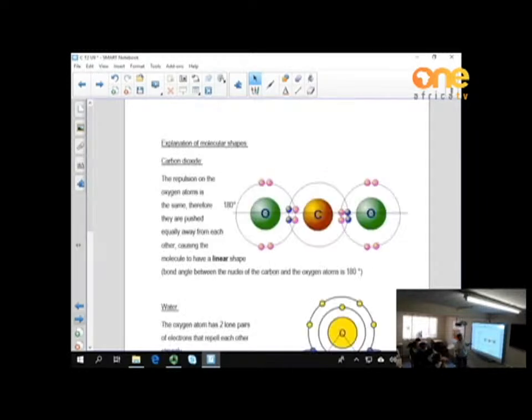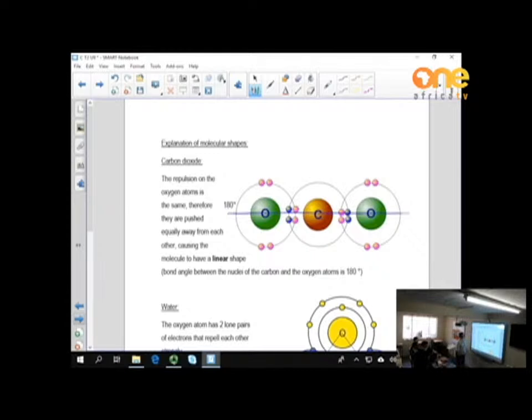Now we are going to have a look at them in theory. What is important is that carbon forms the center atom. We have two bonding pairs there, two bonding pairs there, no lone pairs. We will find that the repulsion on both sides of the center atom is the same, and it will push the angle between the oxygen, carbon, oxygen into a straight line there.